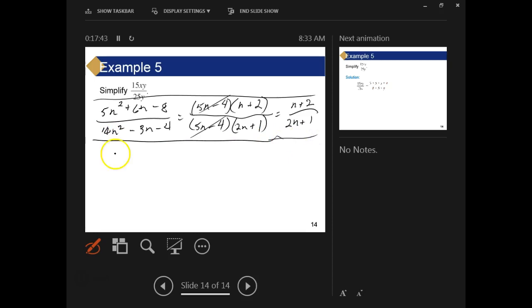How about this one? 6x cubed y minus 6xy. Sorry about my voice. I went to the UAB game on Saturday. Sorry. Over x cubed plus 5x squared plus 4x. Where would you begin on a problem like that?